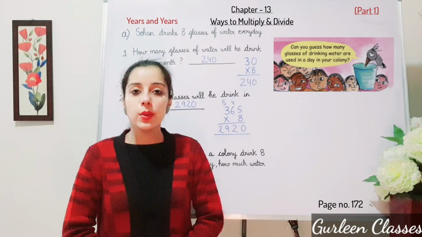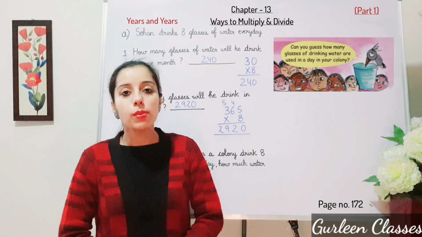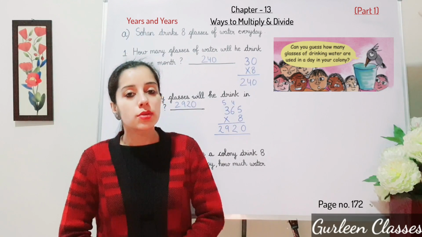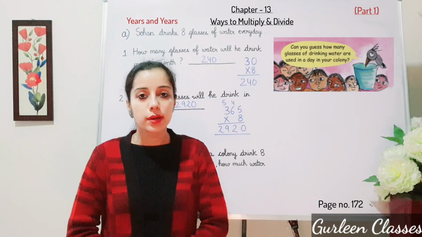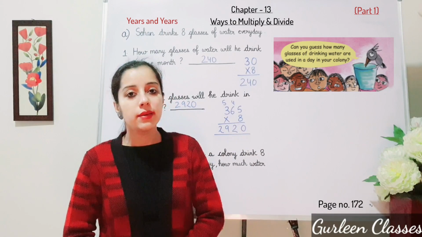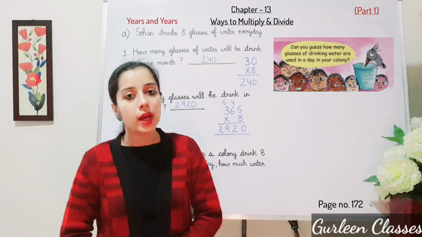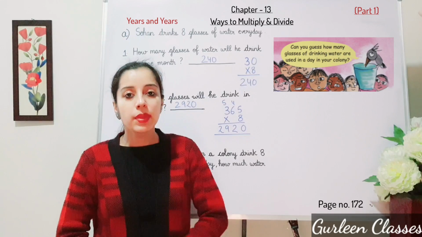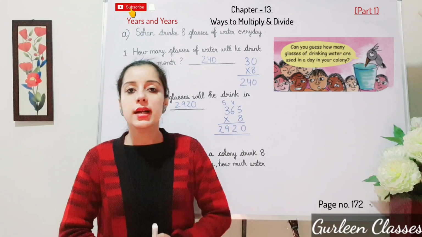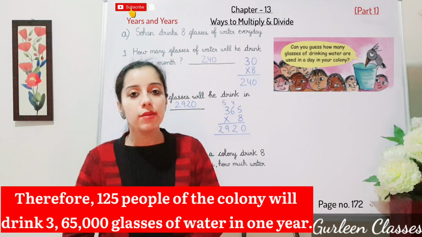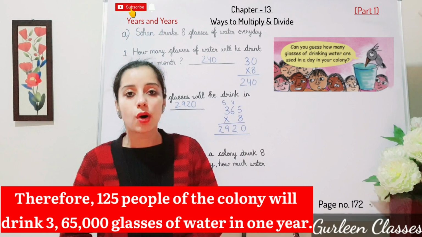Third question, if 125 people living in a colony drink 8 glasses of water in a day, how much water will they drink in 1 year? So right now we have calculated for 1 year, that is 2,920 glasses of water. So we will multiply 2,920 by 125. So students, this question you have to do on your own. Multiply using Bella's method. I hope this method is clear. You simply have to expand the number and multiply. Students, at last you will write, therefore, 125 people living in a colony drink 3,65,000 glasses of water in 1 year.